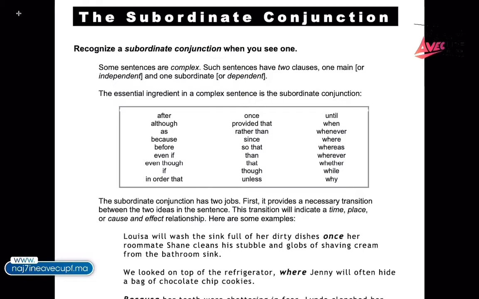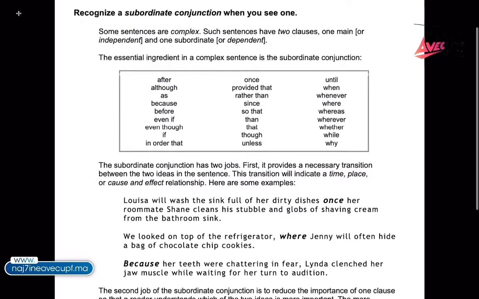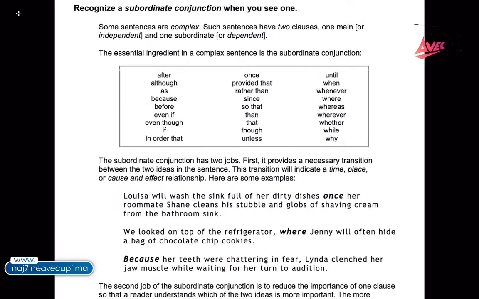This subordinate conjunction has two jobs. First, it provides a necessary transition between the two ideas in the sentence. And this transition will indicate time, place, or cause and effect relationship. Here are some examples.